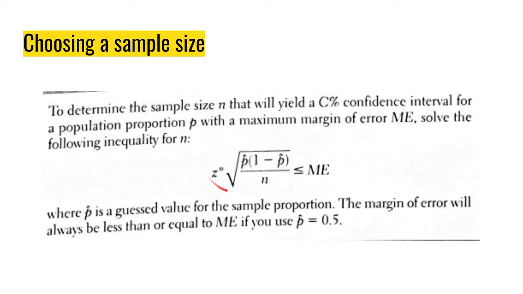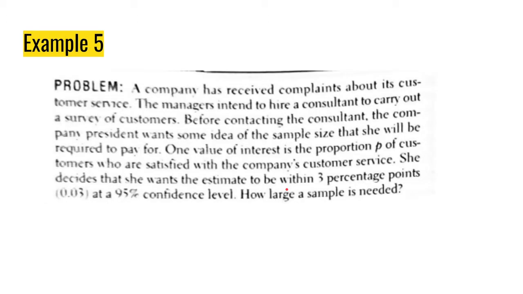You need to solve the inequality for N to determine your sample size, where P is the guessed value for the sample proportion, and they will also give you that in the question. The margin of error will always be less than or equal to the margin of error you get if you use your guessed sample proportion as 0.5. Okay, let's look at the example.